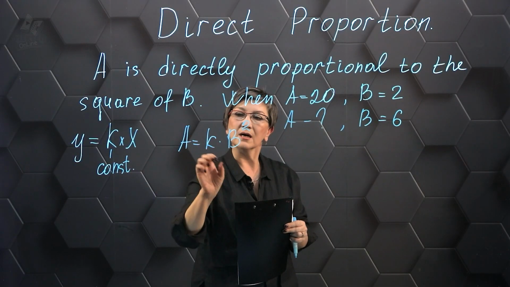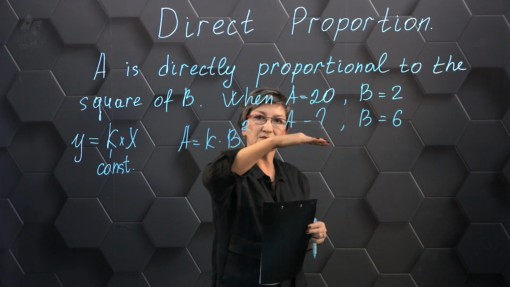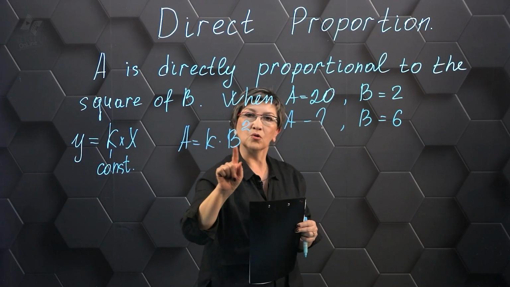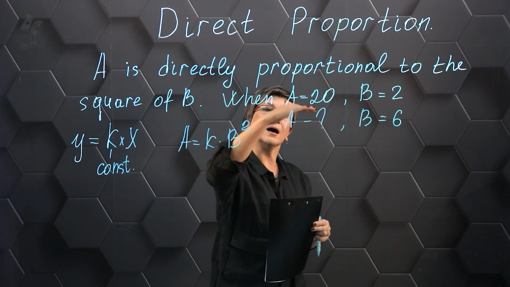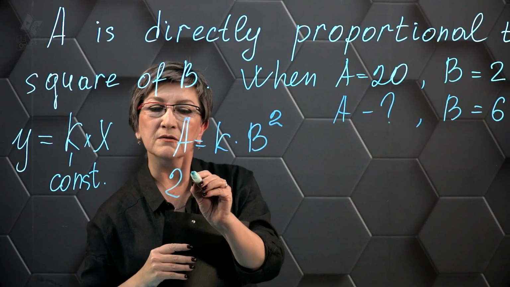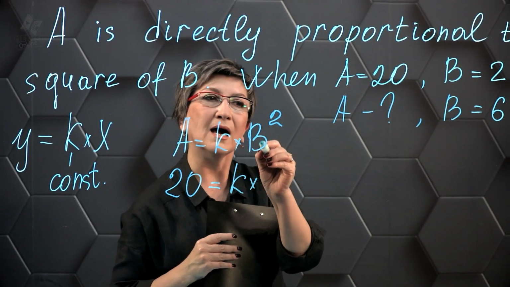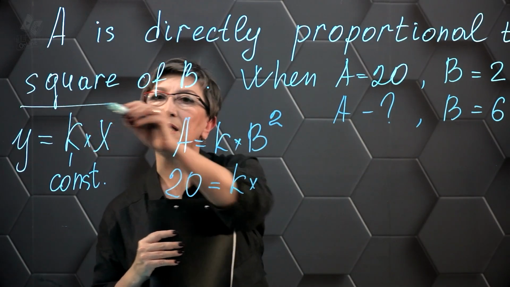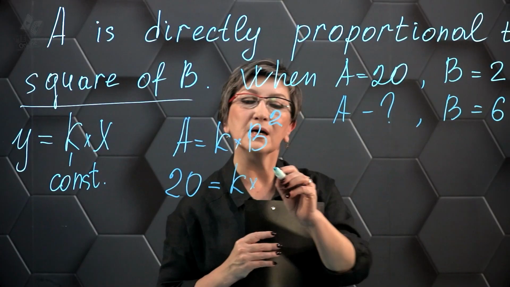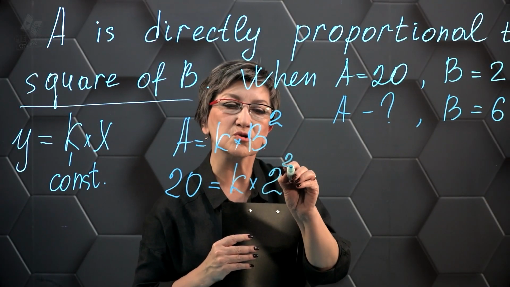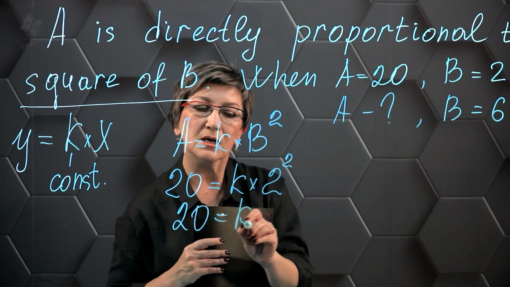Using this expression, we will again find the coefficient K in order to subsequently find the value of A. But we will square B. Let's return to our condition. When A equals 20, instead of A, I write 20 equals K times B squared. Now, and this is a very important condition in this particular problem, instead of B, I write 2, and I'm squaring 2. 2 squared is 4. The result is 20 equals K times 4.